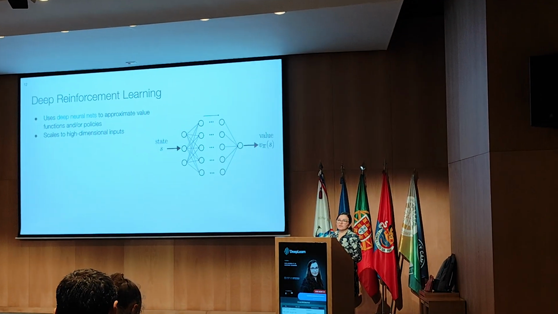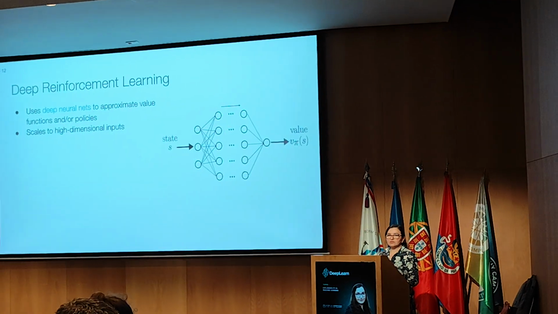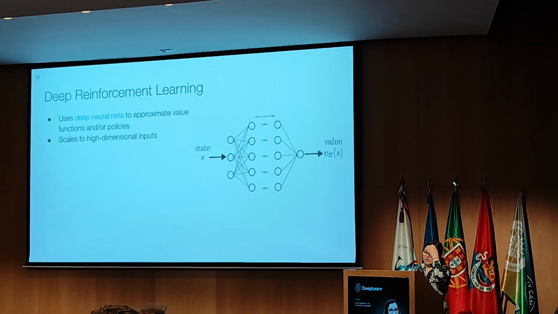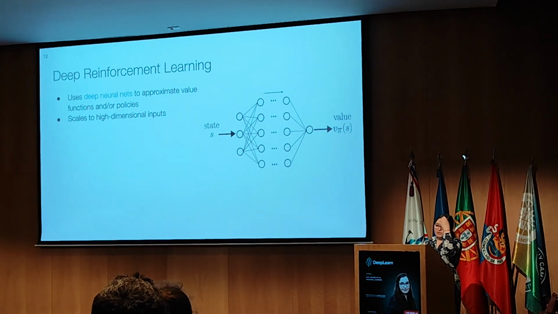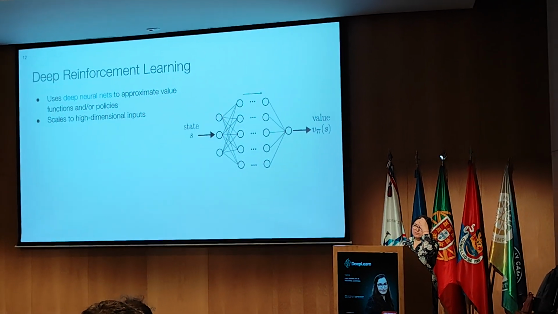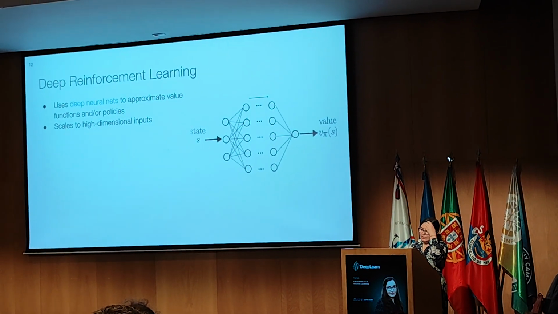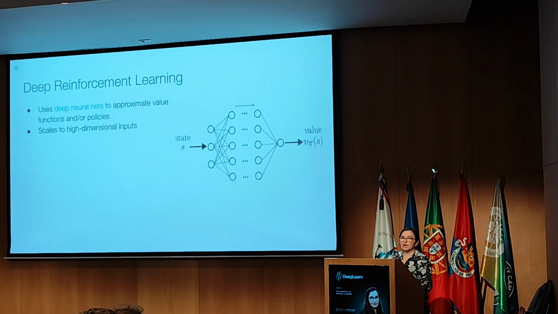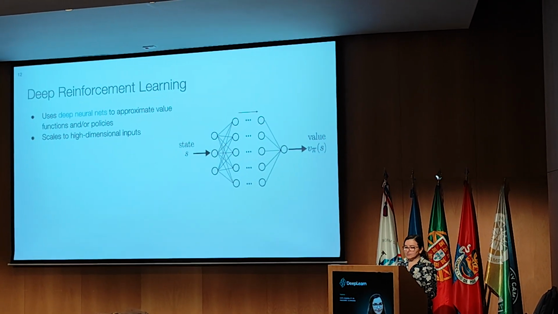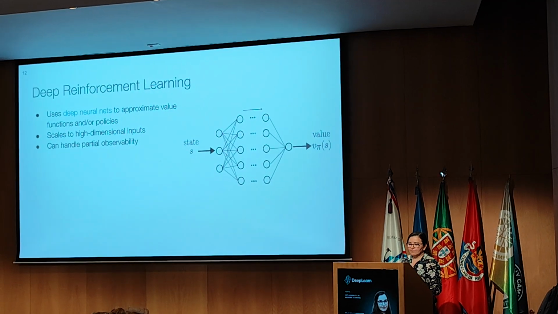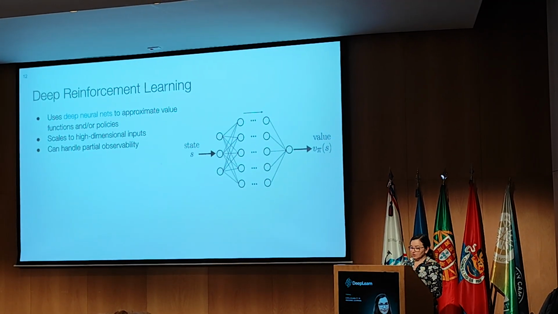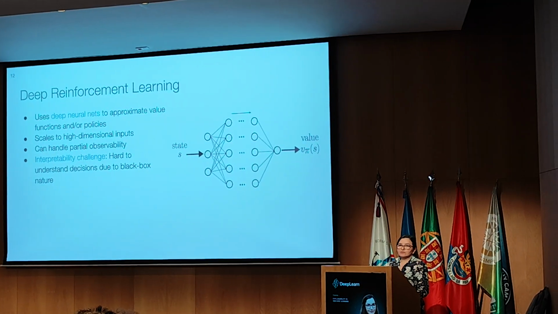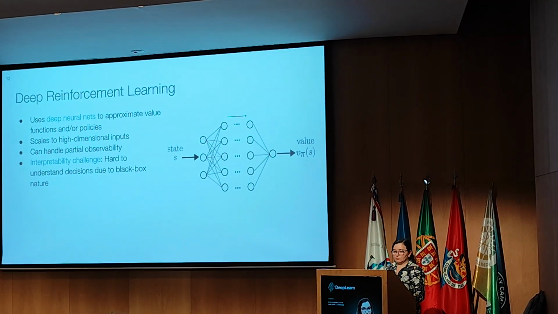So this is good, and a lot of the success of reinforcement learning actually happens when it's combined with deep learning. It also enables high-dimensional input, so it enables vision RL where you can have pixels as the state. It also handles partial observability well. But then this gives rise to the problem of interpretability.